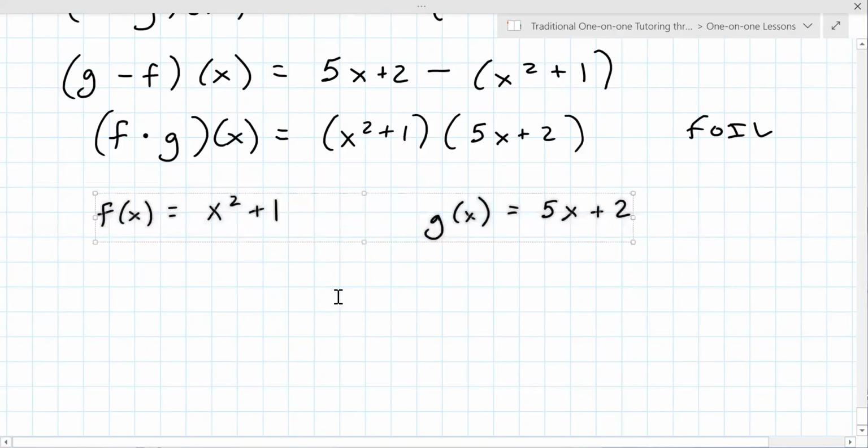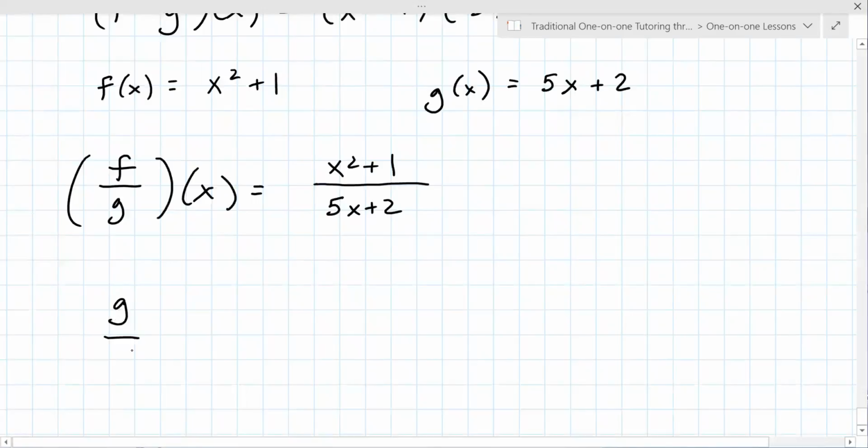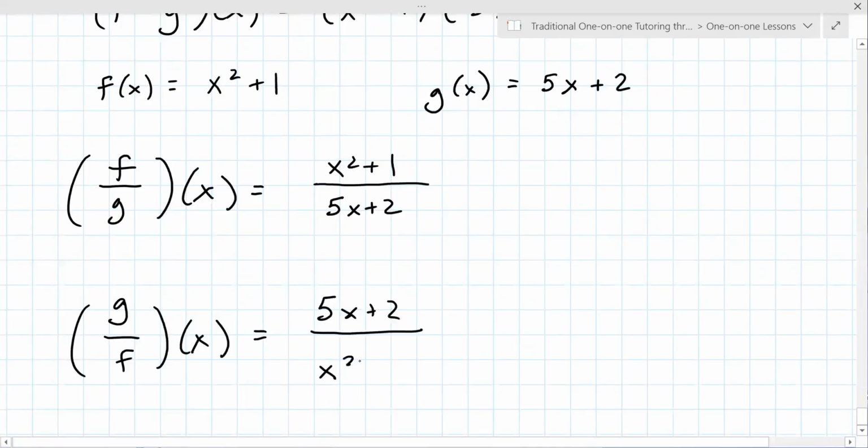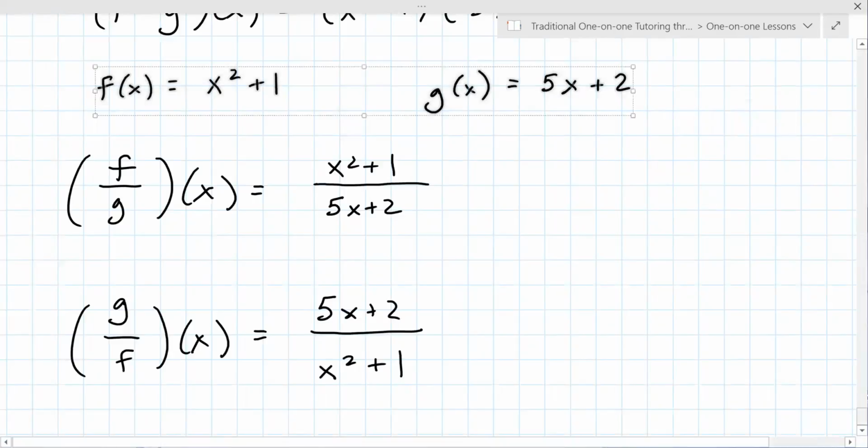So the next possibility is the one you just asked me about. What is f over g of x? Well, it's x squared plus 1 on top, 5x plus 2 on the bottom. Right. But couldn't I similarly say g over f of x? Which would be 5x plus 2 over x squared plus 1. Okay, now let's do the last two that you might see.